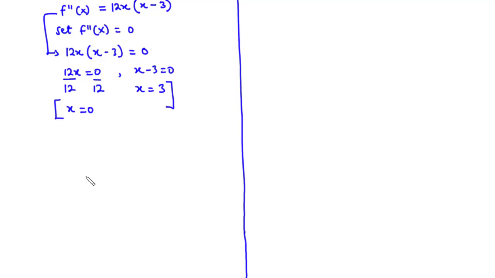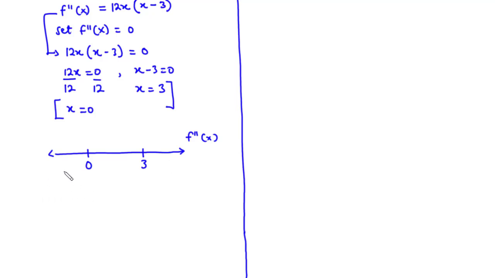So we are going to represent the two values of x on the number line like we did for the graph of f prime of x. So this time we have f prime prime of x. So we have x equals 0 and then x equals 3. The next thing we are going to do is to plug in a value that is less than 0, a value that is greater than 0 but less than 3, and then a value that is greater than 3.